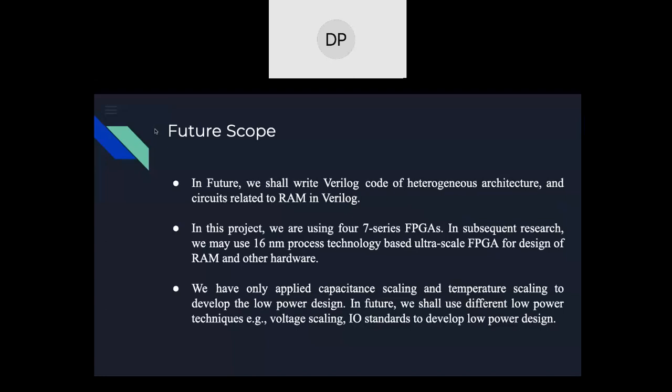Future scope: In future, we shall write Verilog code of heterogeneous architecture and circuits related to RAM in Verilog. In this project, we are using four 7 series FPGAs. In subsequent research, we may use 16 nanometer process technology based UltraScale FPGA for design of RAM and other hardware.